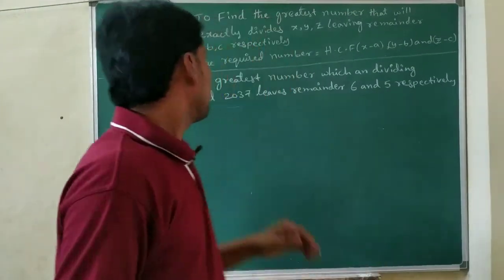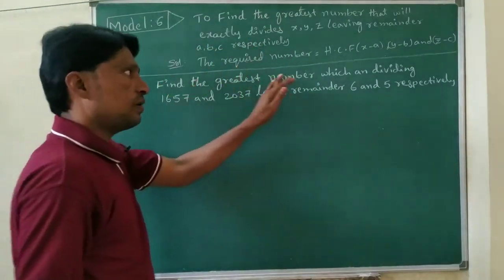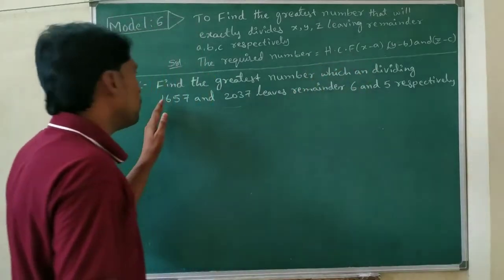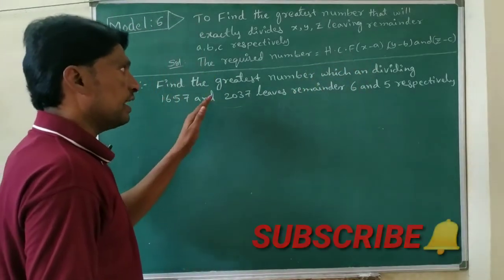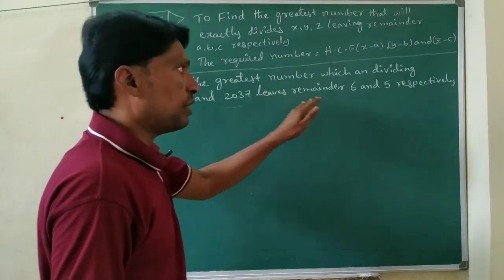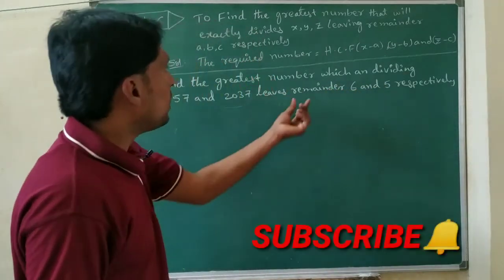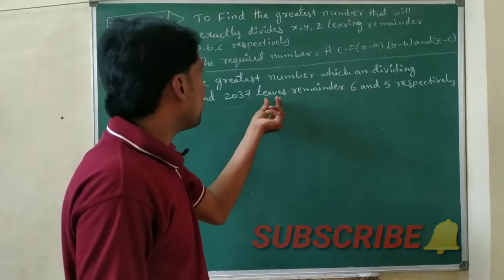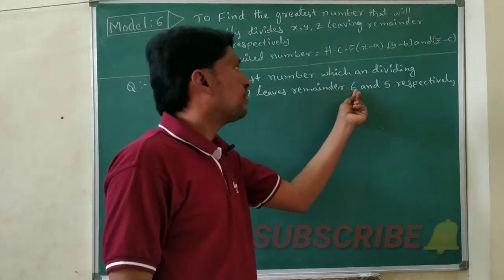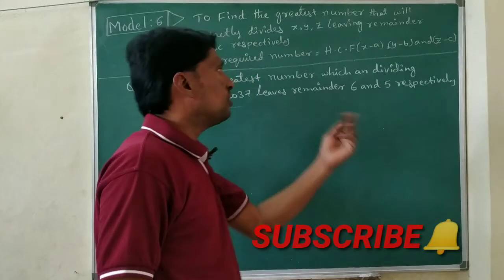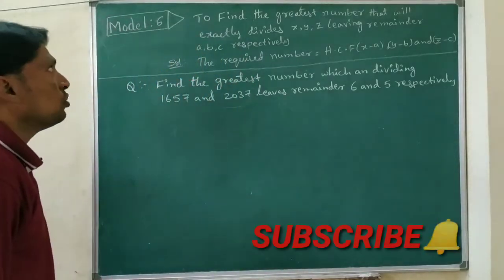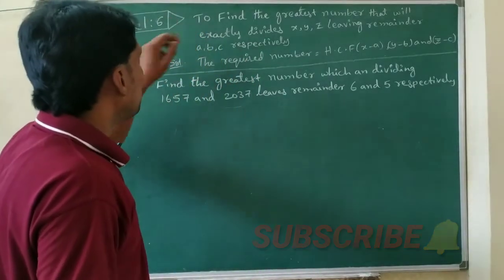Model number 6. Find the greatest number which, dividing 1657 and 2037, leaves remainders 6 and 5 respectively. So here too we are getting remainders, 6 and 5. How we have to find this model, this is model number 6.